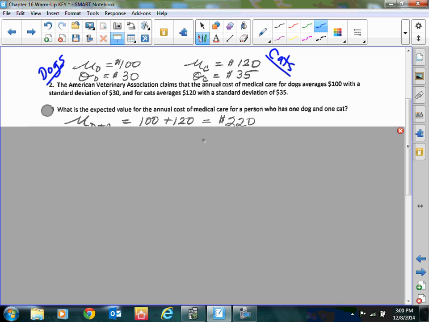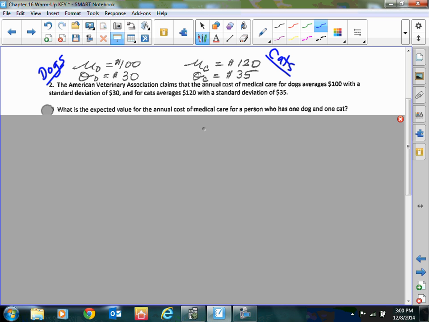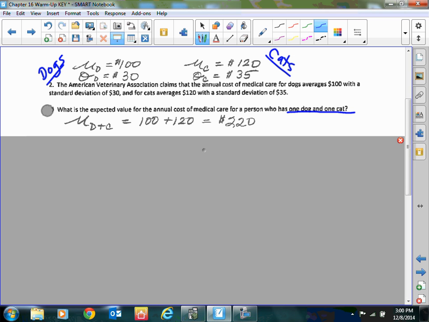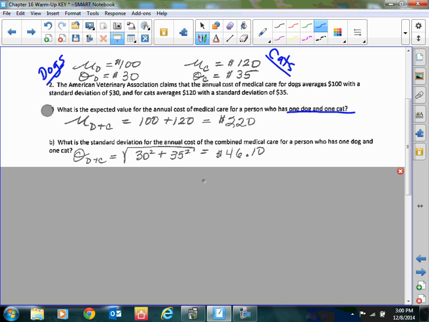The first question says, what's the expected value for the annual medical cost for a person who has a cat and a dog? So you add. The average of a cat and a dog adds as you normally expect. The standard deviation, however, does not. You do not just go 30 plus 35. The standard deviation uses the Pythagorean theorem of statistics, so it's the square root of 30 squared plus 35 squared.